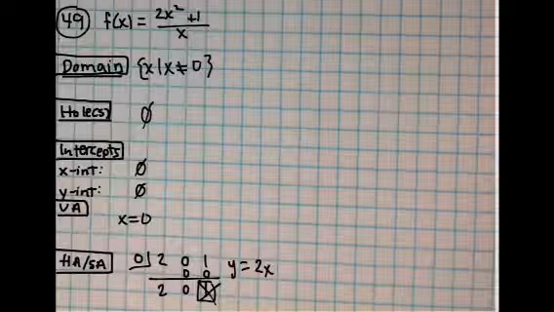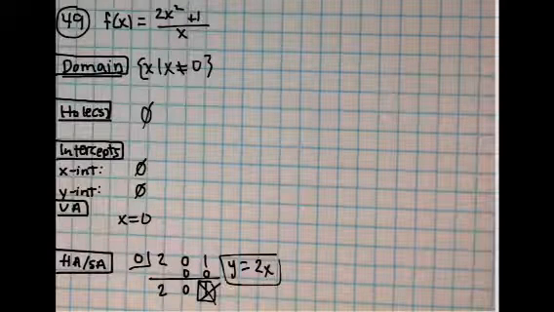Bring down the 2, 2 times 0 is 0, you add that, and 0, and you add 1. So this ends up being the remainder, and we don't care about the remainder in this case. So the slant asymptote, not horizontal, is y equals 2x. Okay, that's the slant asymptote. So let's go ahead and graph it.